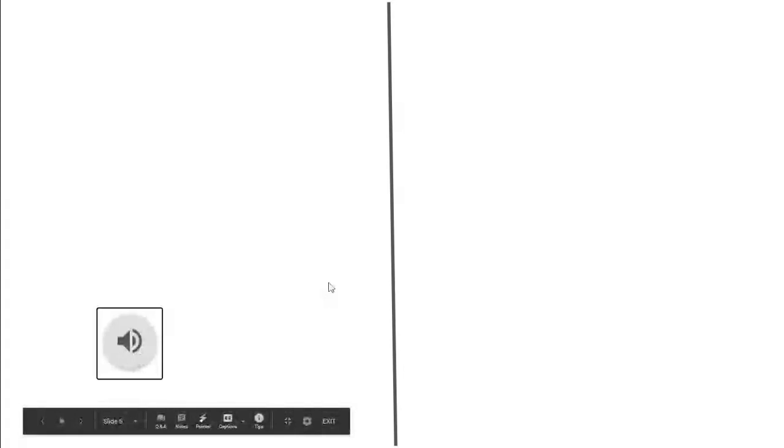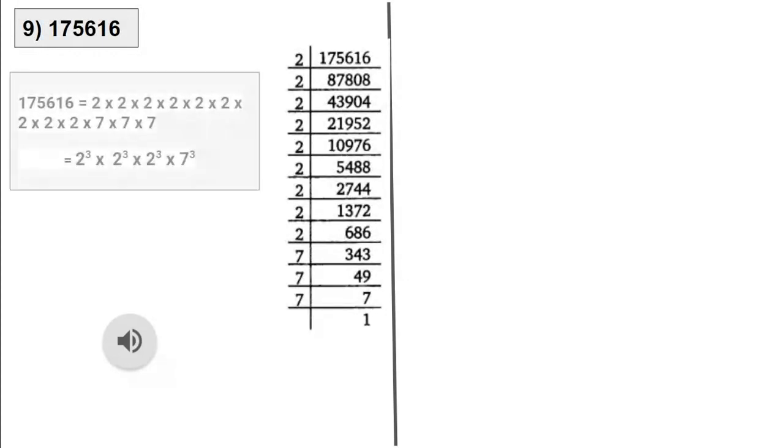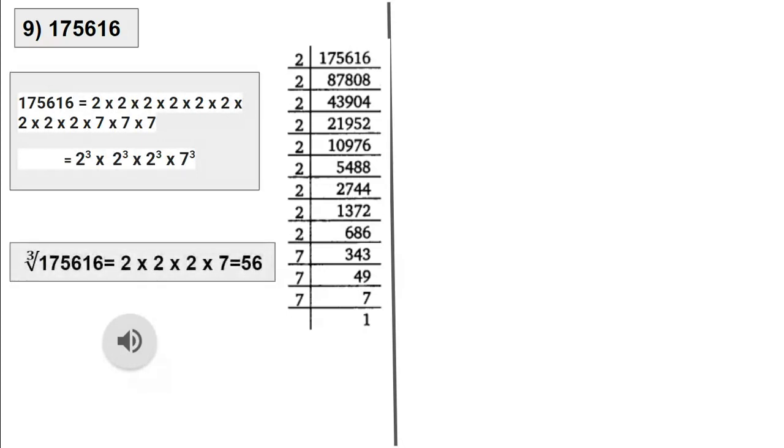Now let's see question number 9. That is 1,75,616. This is also quite big, isn't it? Okay, let's see. After factorization, we are getting 2 into 2 into 2 into 2 into 2 into 2 into 2 into 2 into 2 into 7 into 7 into 7. Means 9 times we are getting 2 and 3 times 7. So that means 2 cube into 2 cube into 2 cube into 7 cube. So cube root of 1,75,616 is equal to 2 into 2 into 2 into 7. Means 8 7s are 56. So the answer is 56.